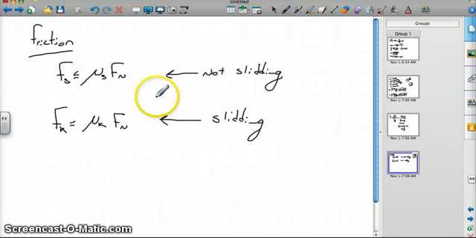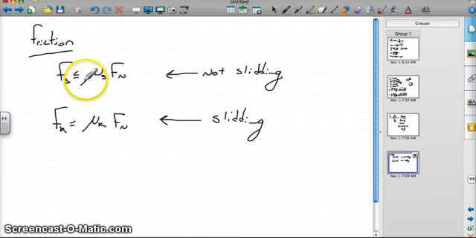The last thing that I want to talk about is friction. There's two types of friction. There's static friction and kinetic friction. Static friction is used when the object's not sliding, and kinetic friction is used when the objects are sliding over each other. The force of friction is either going to be F sub s for static friction or F sub k for kinetic friction.